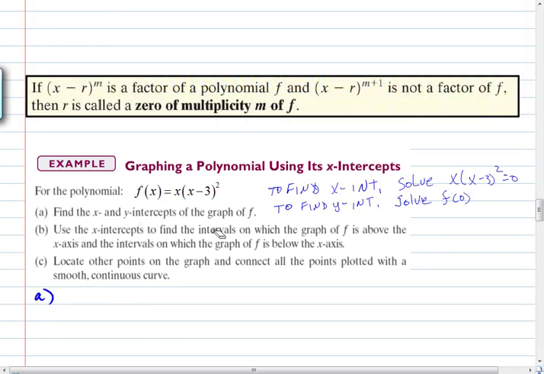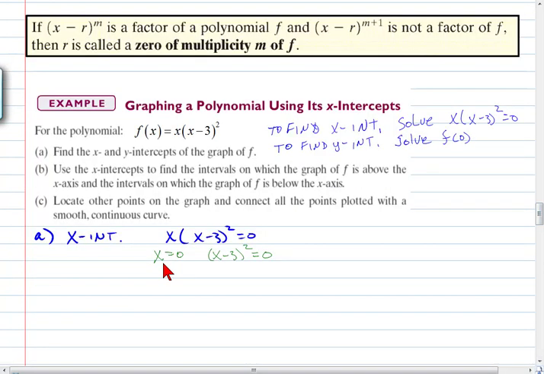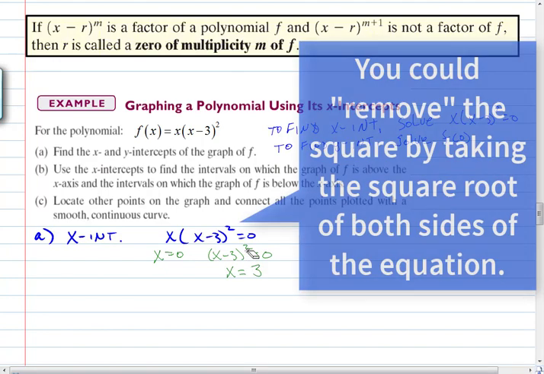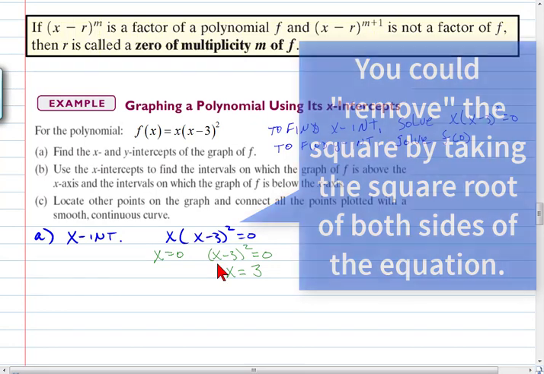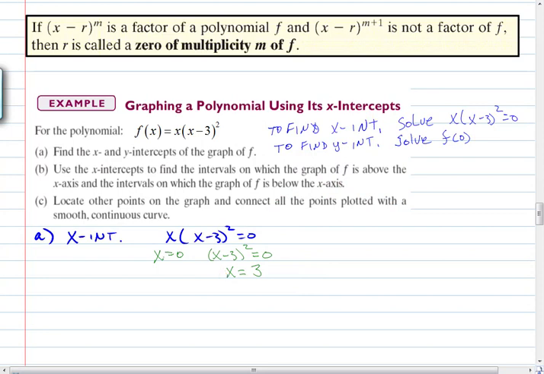So for A, we want to find our x-intercepts first. We find that by setting the factors x times x minus 3 squared equal to 0. This, thanks to the zero product rule, is going to be true as long as either x is equal to 0 or x minus 3 squared is equal to 0. There's a solution, x equals 0, and this one is going to be true as long as x is equal to 3. Don't worry about the square. 0 squared is still 0, so we just have to find out what makes x minus 3 zero, and that's going to be 3. So our x-intercepts are going to occur at 0 and at 3.